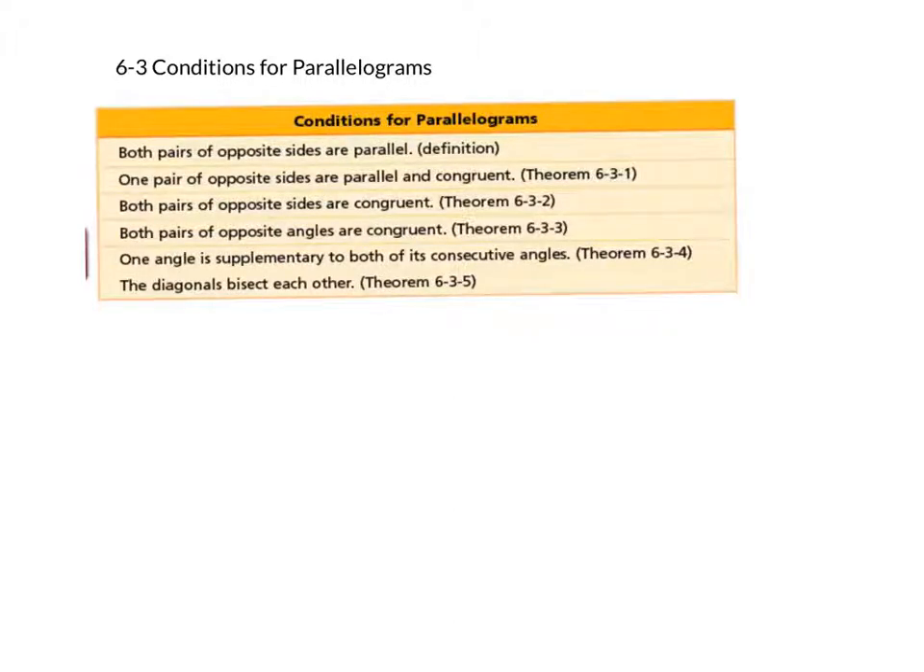This is 6-3, conditions for parallelograms. In order to be a parallelogram, when you look at a figure, you have to be able to prove one of these conditions. The first one says both pairs of opposite sides are parallel. The next one is one pair of opposite sides are parallel and congruent. For that one, it has to be the same pair of opposite sides being both parallel and congruent.